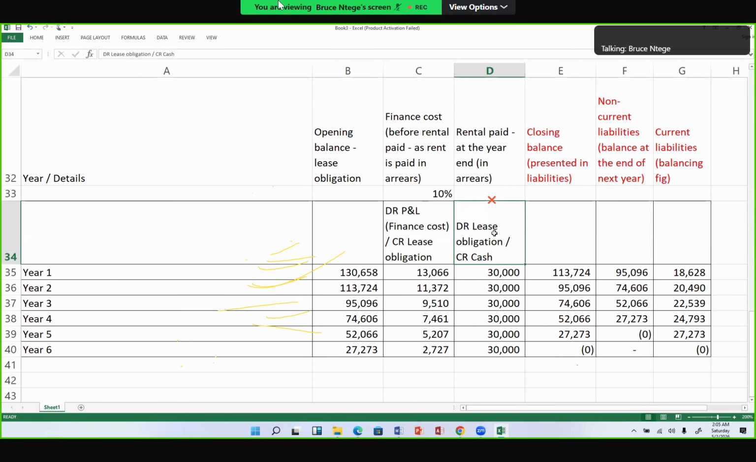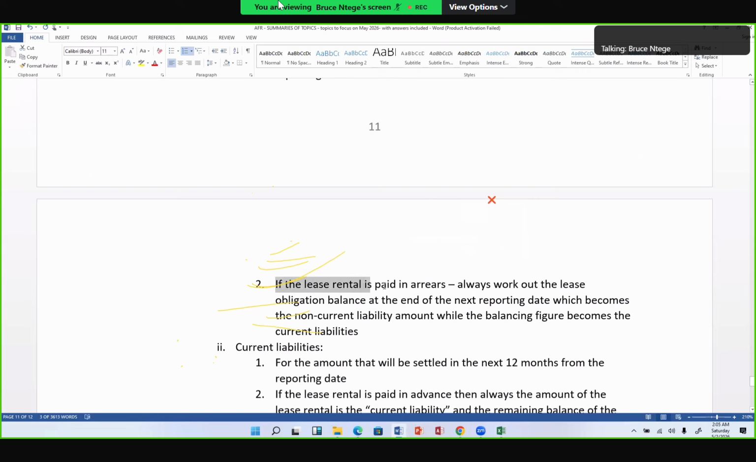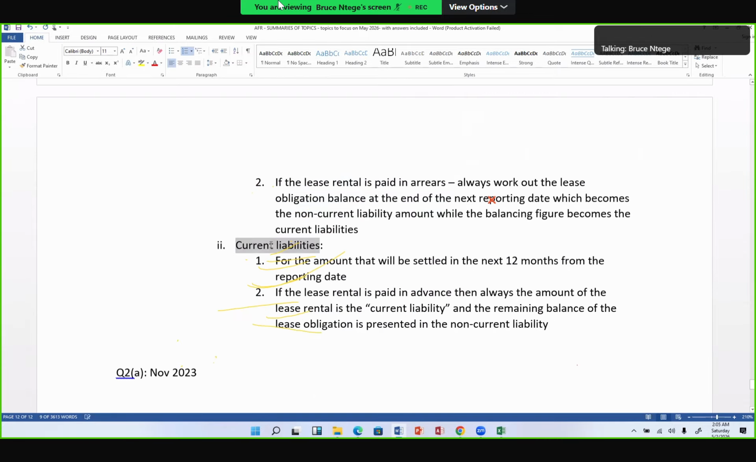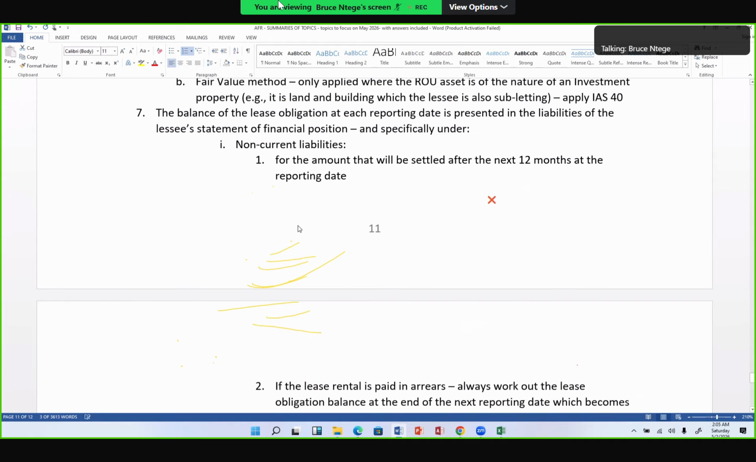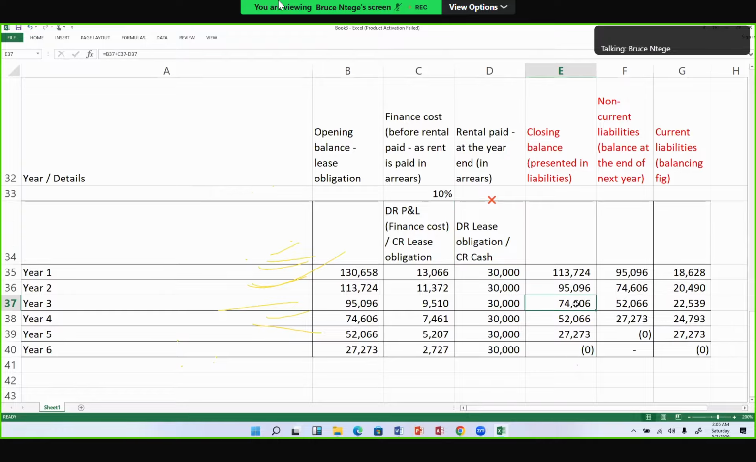But at the same time, if you remember, principal number 7 was to say that we want to see how much of that balance of the lease obligation is presented in non-current liabilities and presented in the current liabilities, especially if the rent is paid in arrears. If it is paid in arrears, then we shall actually go that extra mile so that, for the amount paid in arrears, we will need to work out the next year end to establish the non-current liability, and that's what we've done here. So we kept having that next year end, which becomes our non-current liability at the end of next year if you still have a balance. And the difference becomes the current liability element.